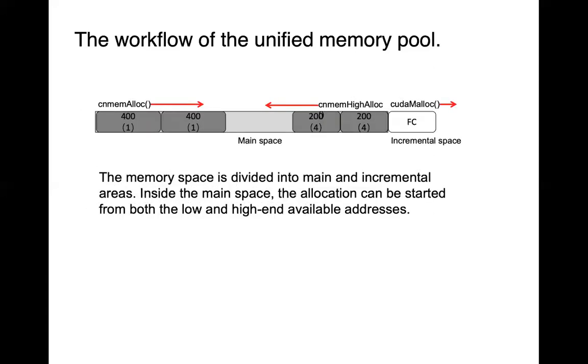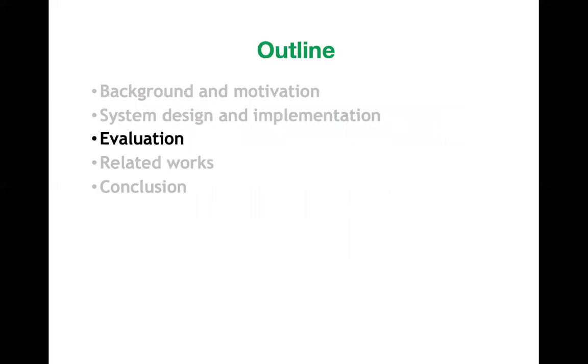In summary, we divide the memory space into main and incremental areas. Inside the main space, the allocation can start from both the low and high end of available objects, and the allocation area is based on the types of tensors. Here comes the evaluation section.